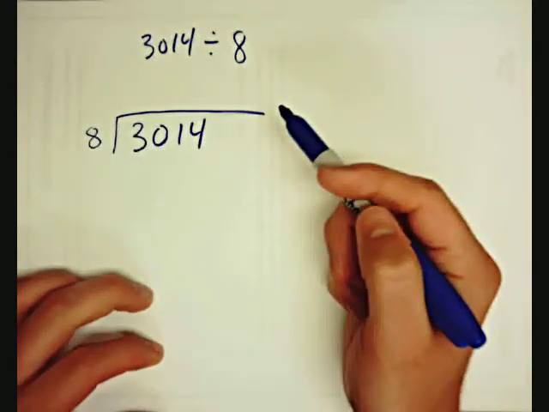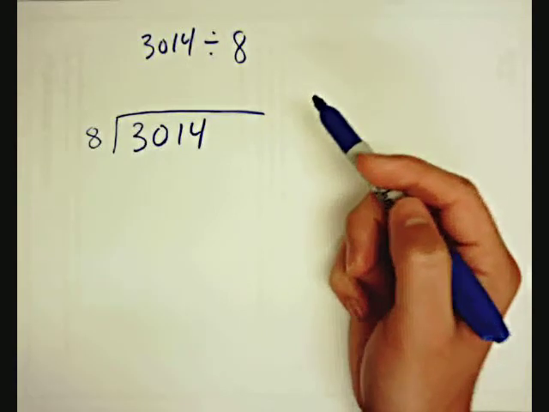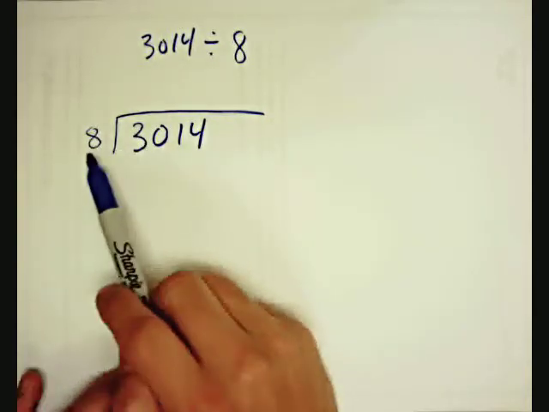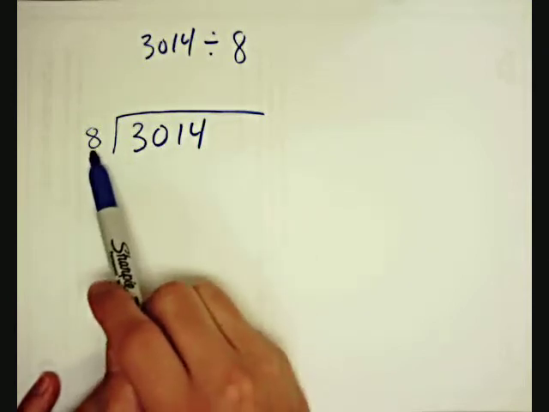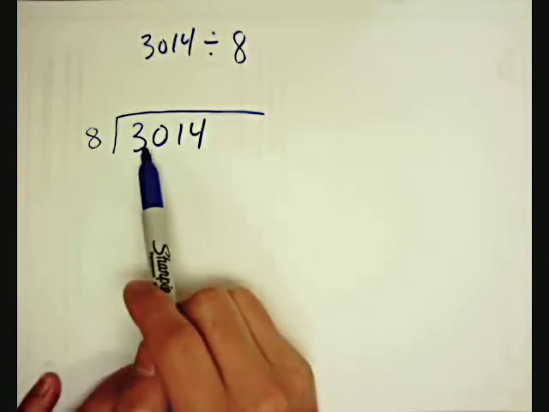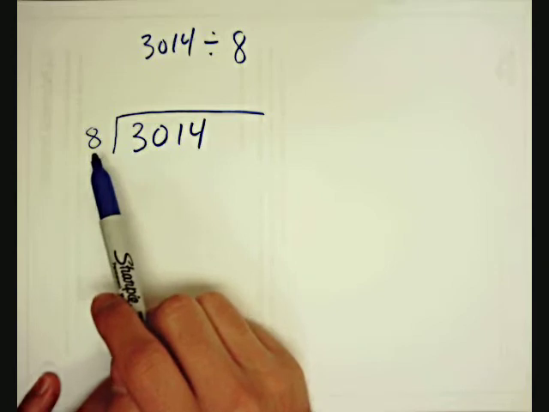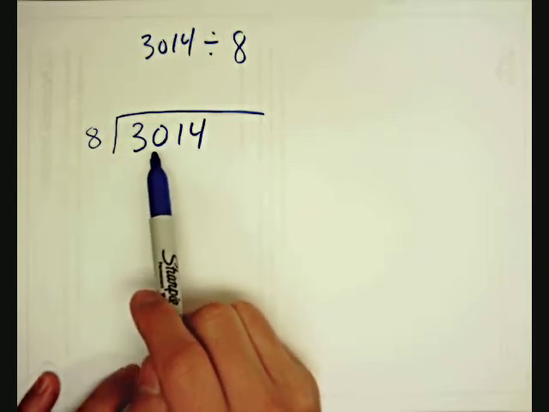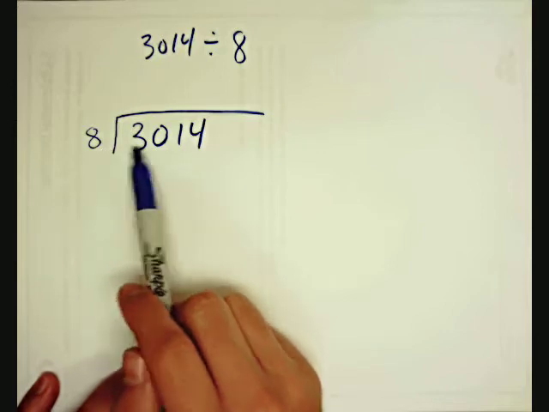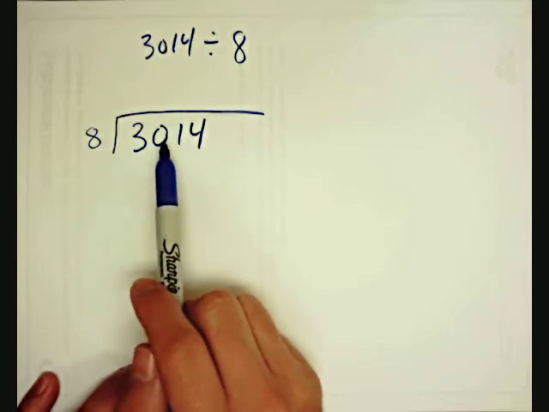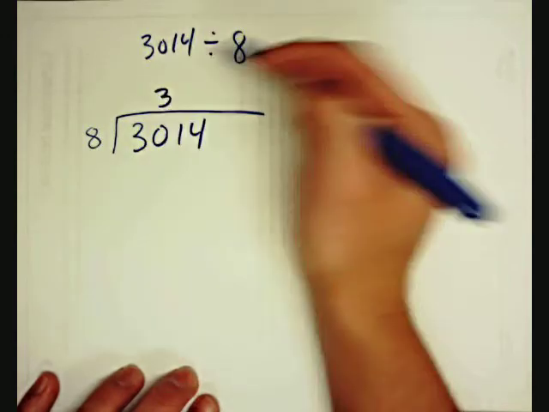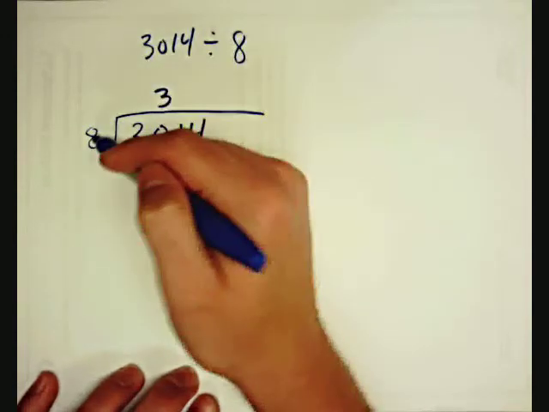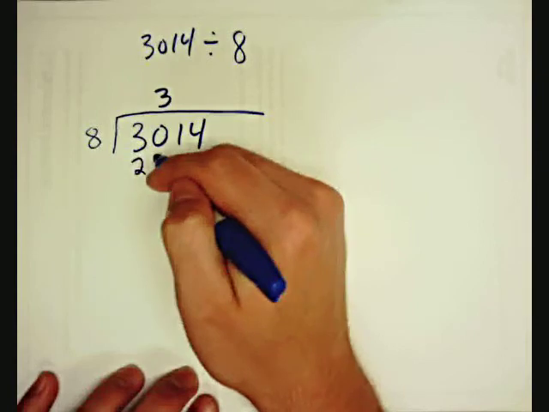So when we go through the long division process, we want to see how many times will 8 divide into the numbers inside. So we start by looking at the first number, which is 3, and 8 is bigger than 3. So we have to consider the first two numbers together, 30. Well, 8 times 3 is 24. 8 times 4 is 32. So 3 is as much as we can have. So we write 3 up top. 3 times 8 is 24.